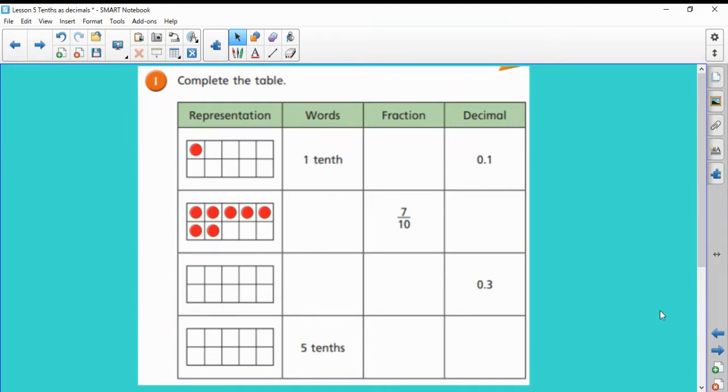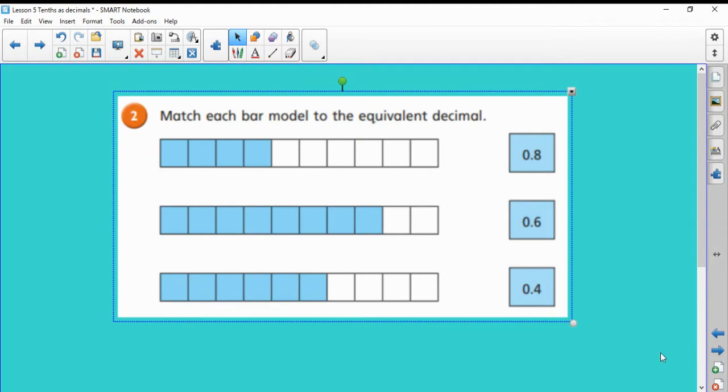Let's have a go at question number 1. We've got to complete the table. Pause the video while you have a go. Question number 2. Match each bar model to the equivalent decimal. Here's a clue. Count the number of shaded squares. Could that be the number that's in the tenths place value?